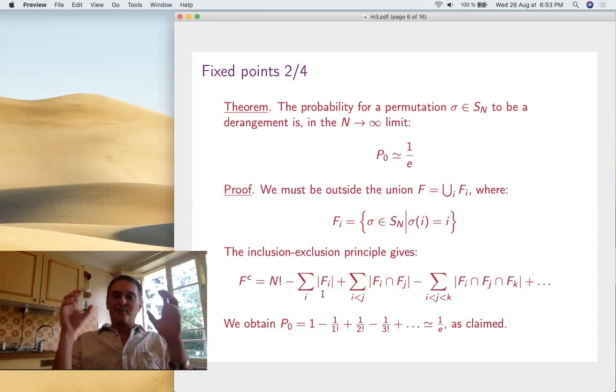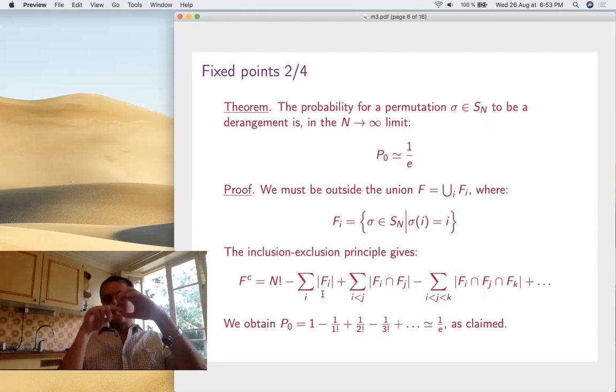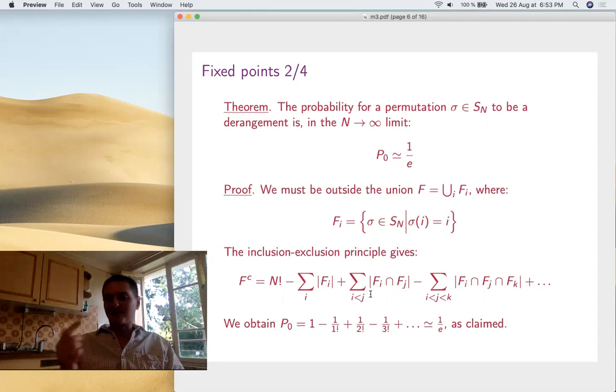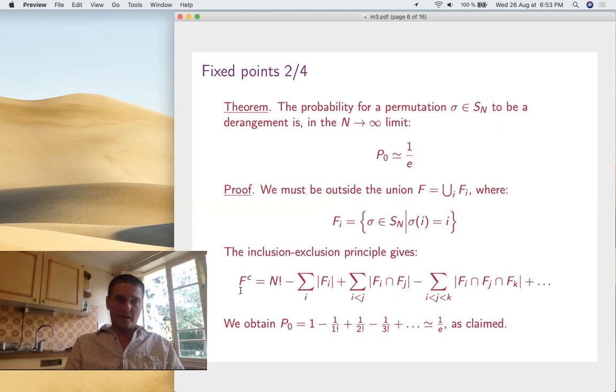But then if you remove all of them, the intersections, you remove them twice, so you have to add back the intersections. So you have to sum here. Now if you look at the intersection of three sets, you actually remove them three times, add them twice, so you have to remove them once again. And so on, so it's an alternating sum. That's the so-called inclusion-exclusion principle. Now if you look at cardinalities, that's the number. If you want the probability, you have to divide by factorial n.